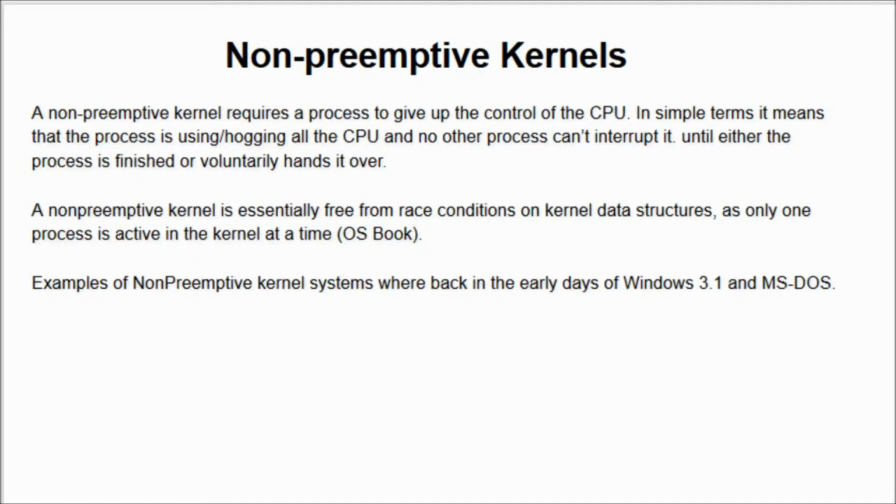Now let's talk about non-preemptive kernels. A non-preemptive kernel requires a process to give up the control of the CPU. In simple terms, it means that the process is hogging all of the CPU, and no other process can interrupt it until either the process is finished or voluntarily hands it over. A non-preemptive kernel is essentially free from race conditions on kernel data structures, as only one process is active in the kernel at a time.